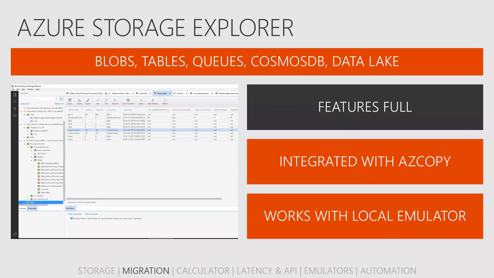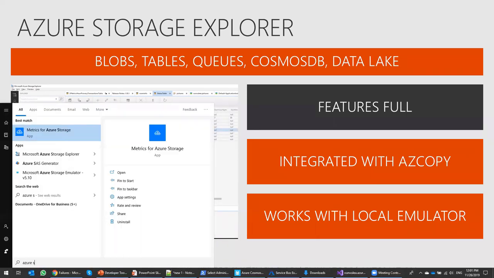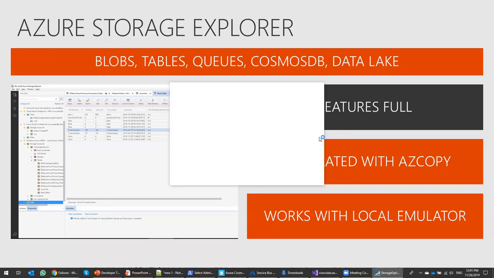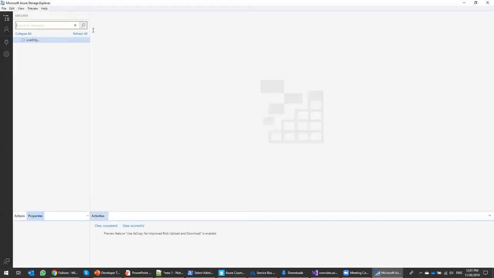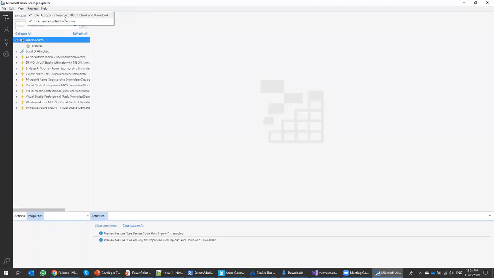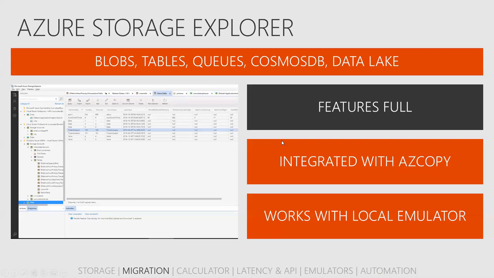Now, the most used tool around Azure Storage is Azure Storage Explorer. That is a full-featured tool that enables us to do any kind of activities or changes inside Azure Storage. And an interesting feature is the following. If you want to do any kind of copy activities or migration from one storage to another, you can activate AzCopy, which at this moment is in preview. Basically this means that any kind of blob copy, upload or download will use AzCopy in the background, not the classical way of doing copy and paste.